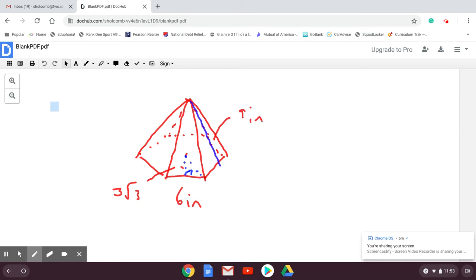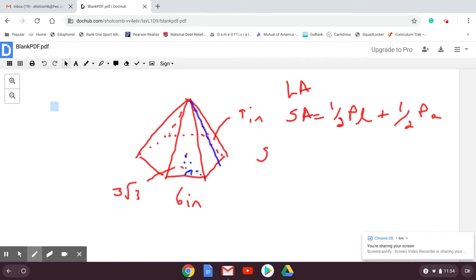Okay, so the surface area involves both the lateral area and the surface area. So we'll just focus on the surface area. It's 1/2 the perimeter of the base times the slant height plus the area of the base, which is 1/2 the perimeter times the apothem. So all we've got to do is go in and fill in the figures that we've been given.